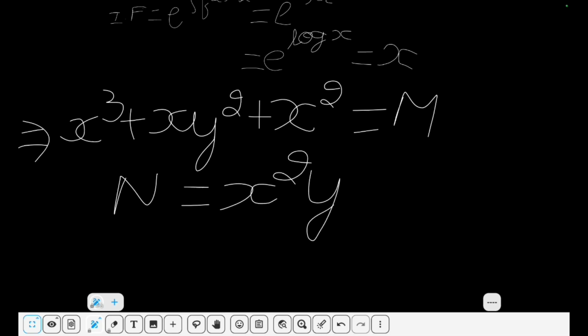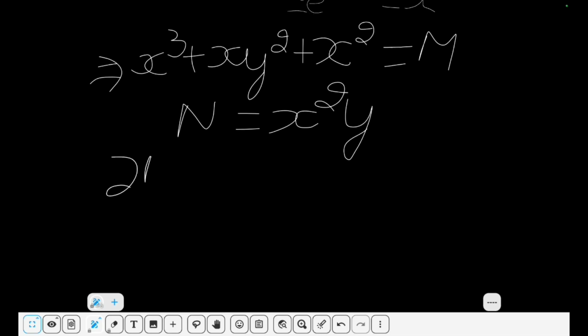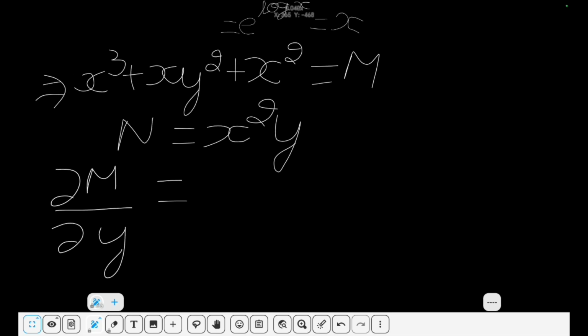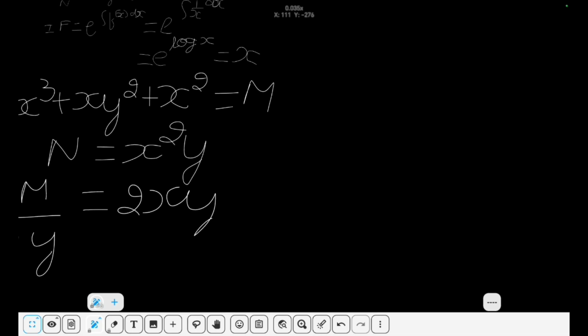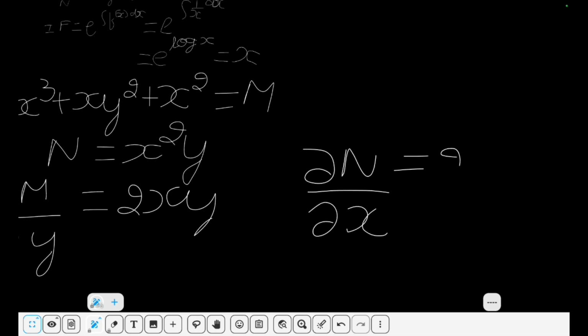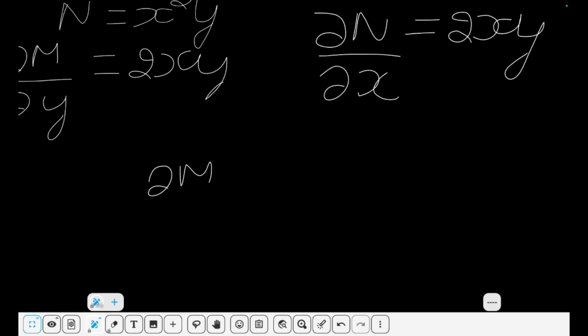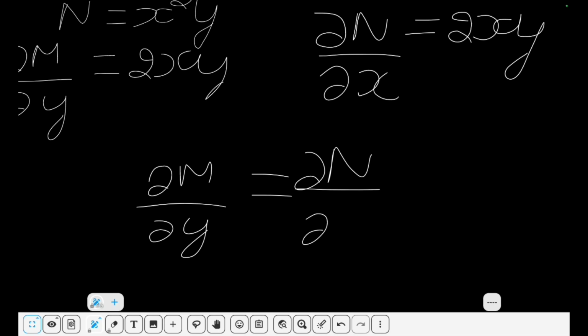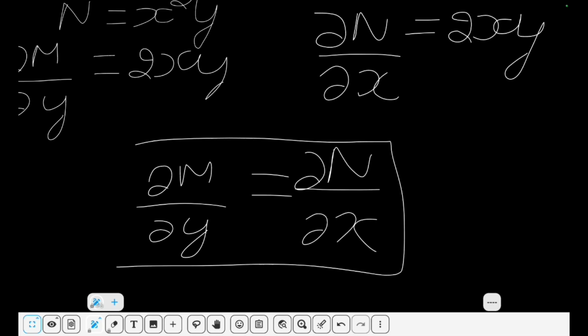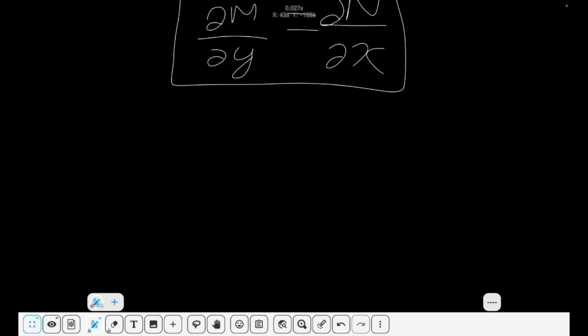y. Right, now partially differentiating M with respect to y, x cube is constant, so 2xy, and partially differentiating N with respect to x, that would give me 2xy, y is constant. So now ∂M/∂y is exactly equal to ∂N/∂x, so we can say that we have got an exact differential equation.